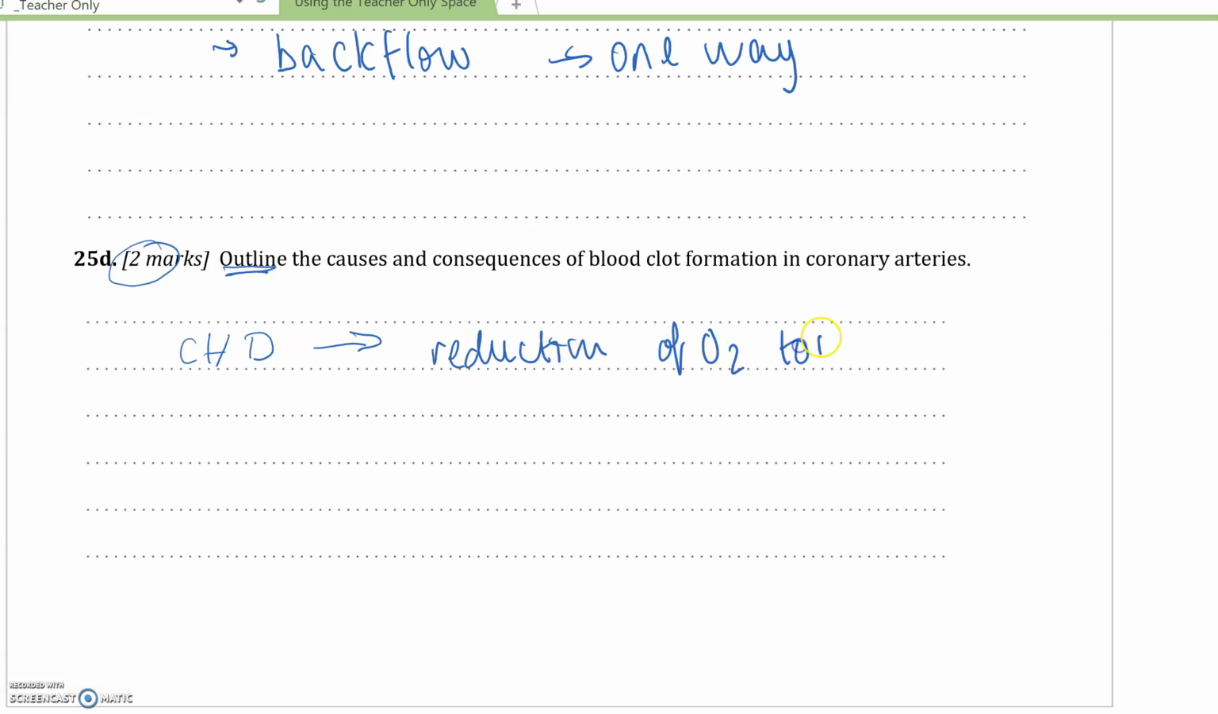Okay, and then I don't really know why I'm writing this because my writing isn't very neat right now.